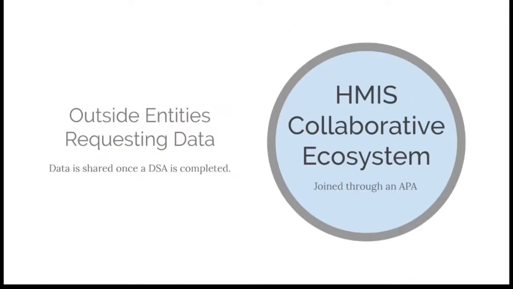Here's a small visual to differentiate the APA versus the DSA. The APA is used with the HMIS Collaborative, while the DSA, for the most part, involves outside entities. You can see in this diagram, encircled is the HMIS Collaborative ecosystem that is joined with the APA, and outside of that would be where the DSA is used.